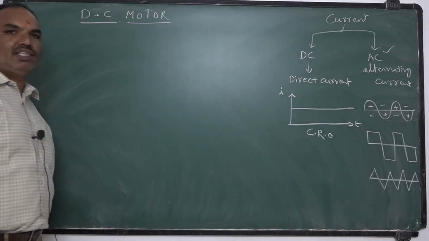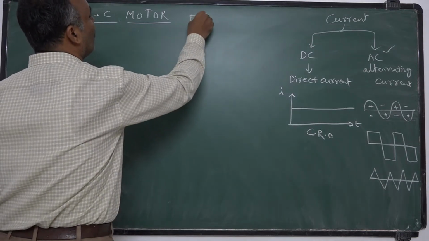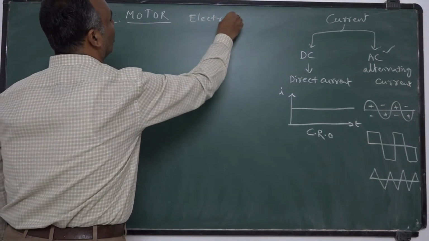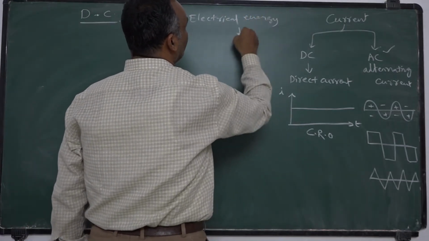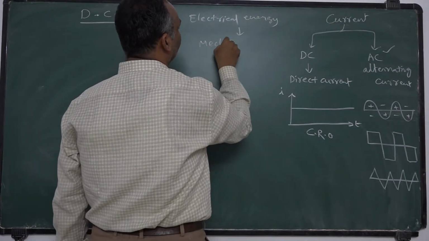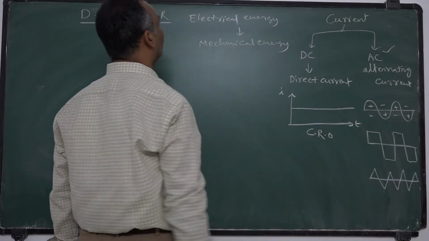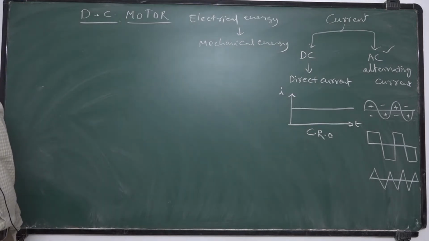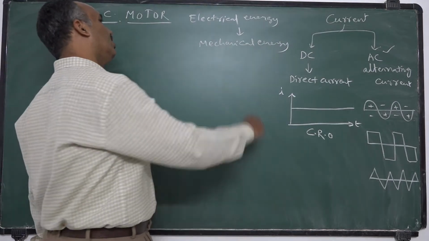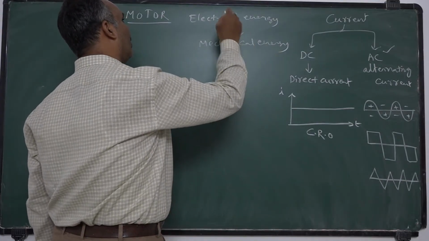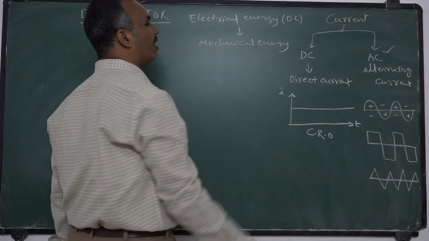Motor is a device which converts electrical energy to mechanical energy. Here, the conversion of electrical energy to mechanical energy is happening, but the electrical energy we are taking is in the form of DC, direct current.